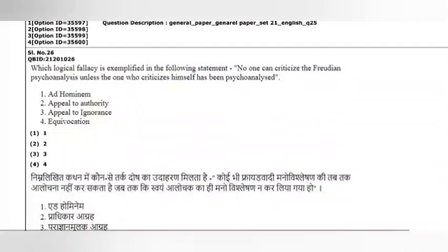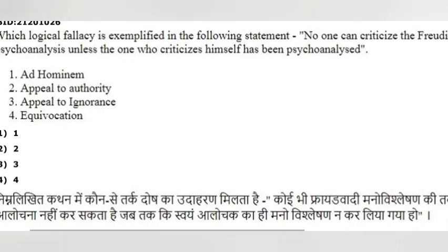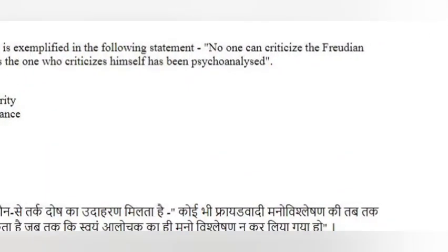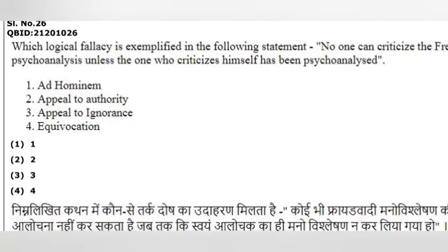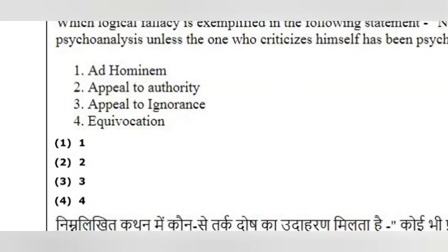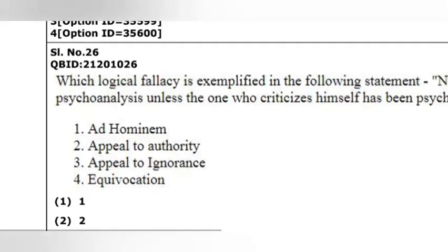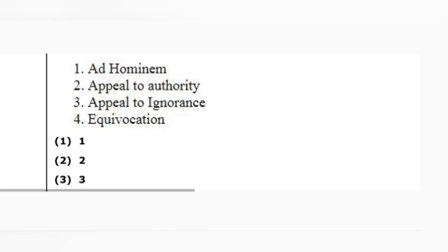Next question is 26. It says, which logical fallacy is exemplified in the following statement? No one can criticize the Freudian psychoanalysis unless the one who criticizes has himself been psychoanalyzed. Ad hominem, appeal to authority, appeal to ignorance, equivocation. So for 26, the correct option will be number 1, ad hominem.